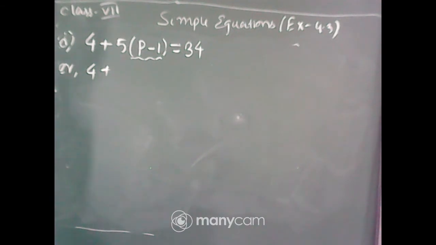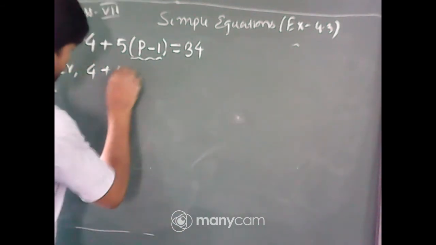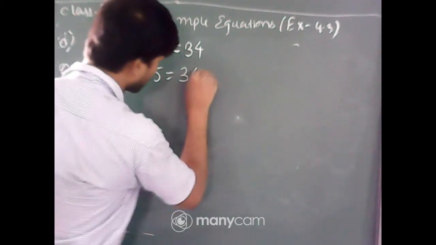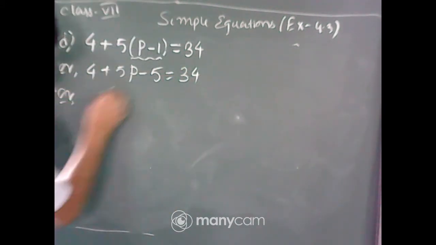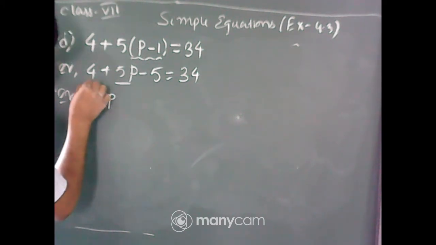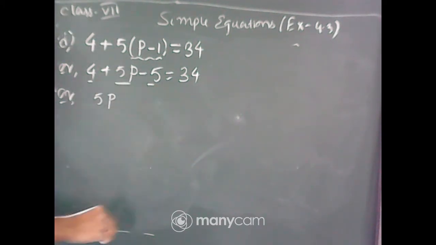And I'm expecting answers from a few more students. I can see 15 students joined with me. Yes, 5p minus 5. That is equal to 34. Or we are writing this term first, 5p, and look, plus 4 and minus 5. So what will be the result?